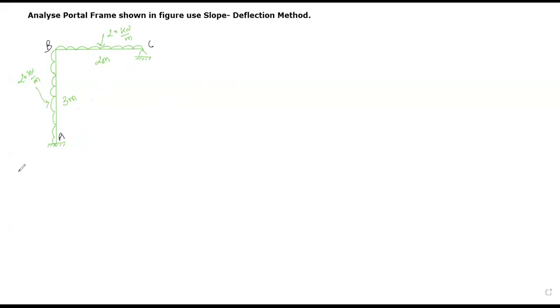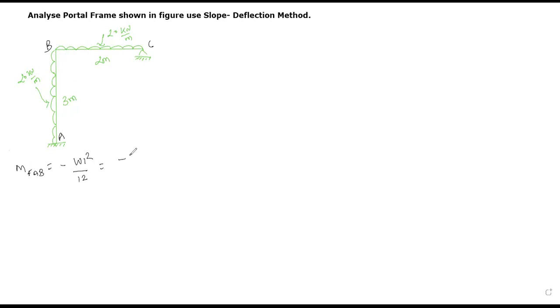So the first step is to calculate the fixed end moment. In this case, AB is one span and BC is another span. First of all, we are going to calculate the fixed end moment for AB. So we can write here: MFAB. Column AB, you can say column or you can say beam, is subjected to uniformly distributed load, that is equal to minus WL square by 12. I hope it is clear to all of you.